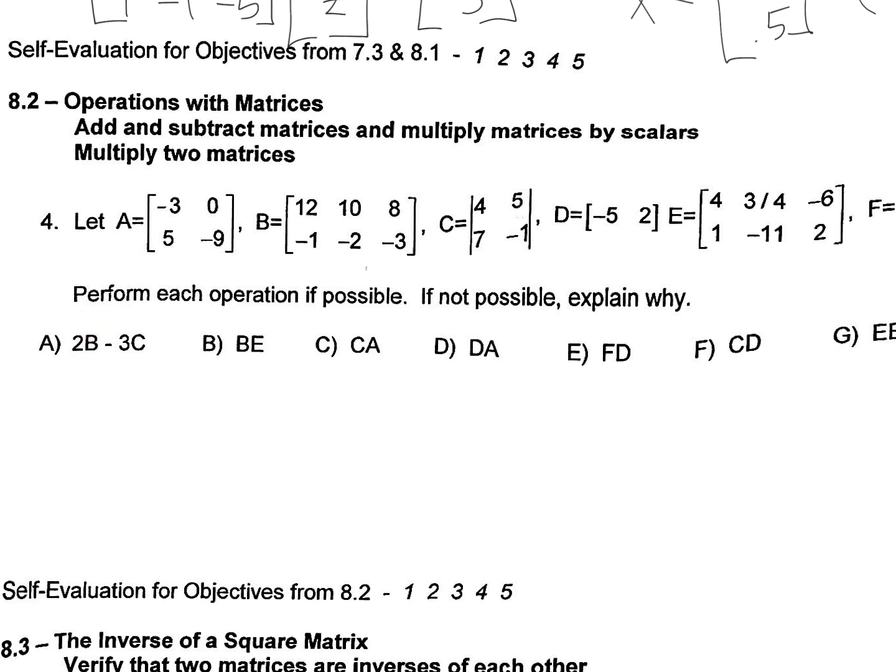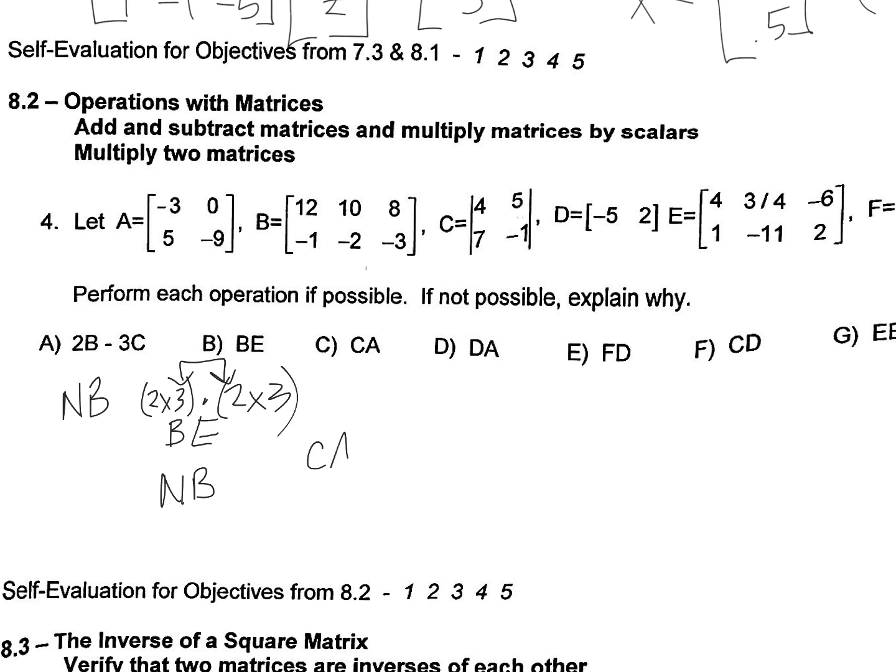So if we look here, we have 2 times B. I would multiply 2 by all of this, and I subtract 3C from it. Well, if I have a 2 by 3 matrix and I want to subtract a number from it, that's not a possible operation. So we're going to write not possible for this one. For BE, we want to see if it's possible to multiply these. B first is a 2 by 3, times E, which is a 2 by 3 as well. These numbers have to match up in order to multiply the matrices, so this is also not possible.